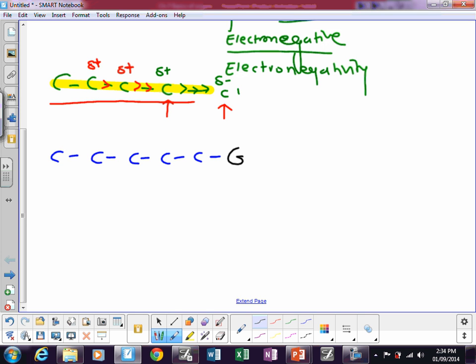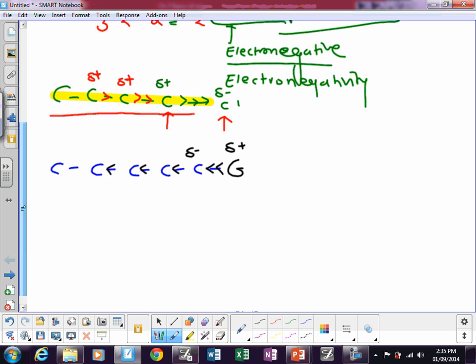Let's say this group is donating electrons. What does it do? It does donate electrons. Because of that, it develops a partial negative charge and this develops a partial positive charge. But the donation of electrons is not limited to between the carbon and the group. It is pushed to the next carbon, to the next carbon, to the next carbon.